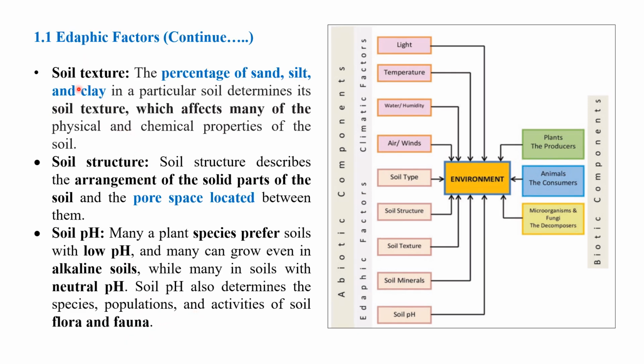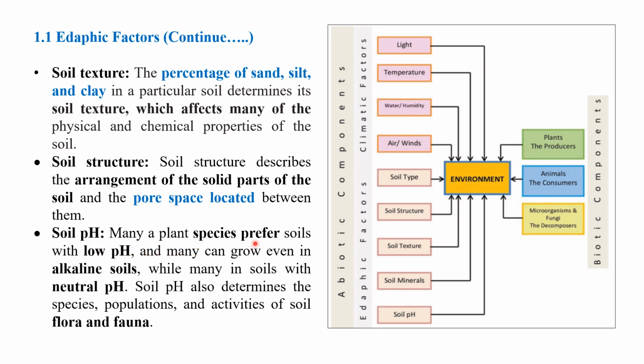So next factor, soil texture. The percentage of sand, silt, and clay in a particular soil determines its soil texture, which affects many of the physical and chemical properties of soil. Soil structure describes the arrangement of the soil particles and the pore space located between them. One can see below the ground level how the soil particles are structured, how one particle is interlinked with the other particles.